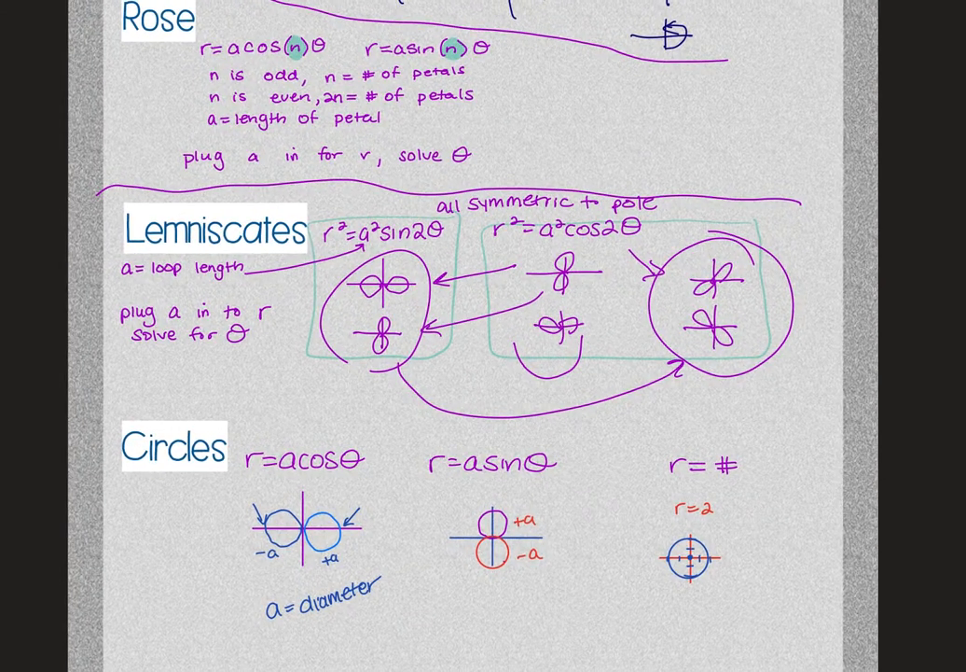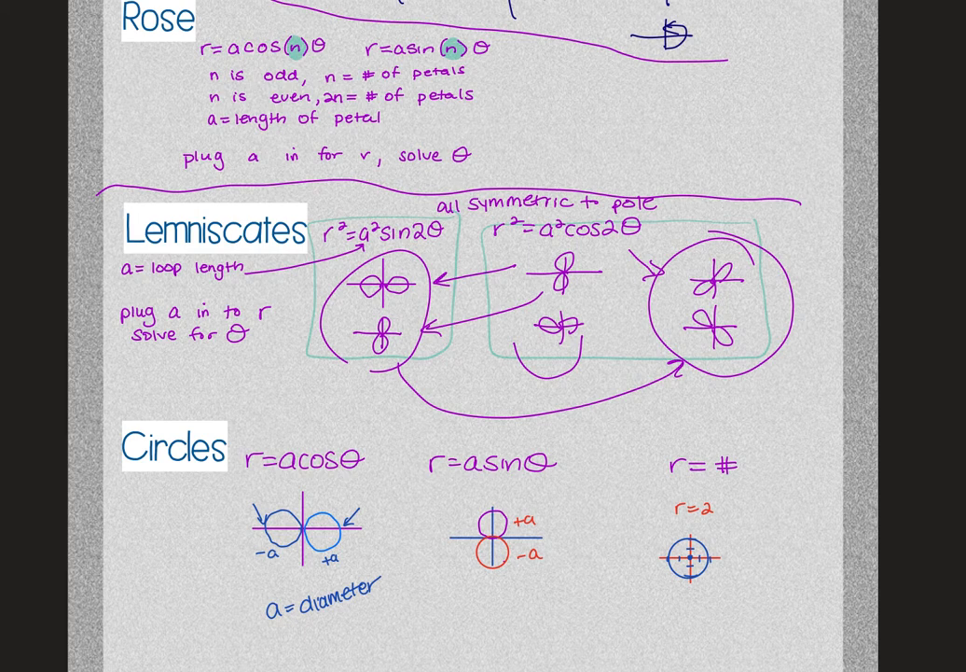I would identify it's a lemniscate. I would figure out, obviously that means it has pole axis symmetry. Find the loop length and plug that in to find where that loop is. And then honestly, with a lemniscate, 1 point should do it, because then you should be able to know what your graph looks like. A circle, also 1 point should do it.